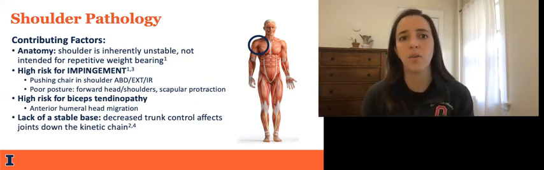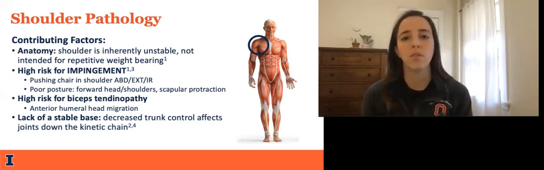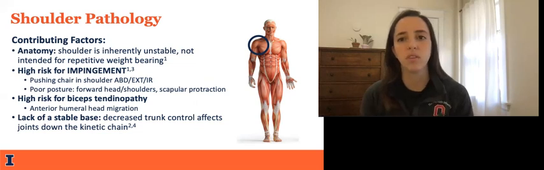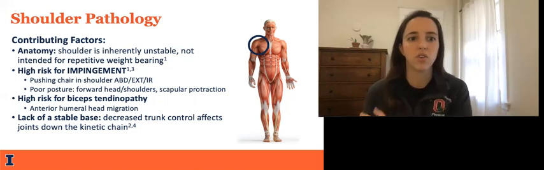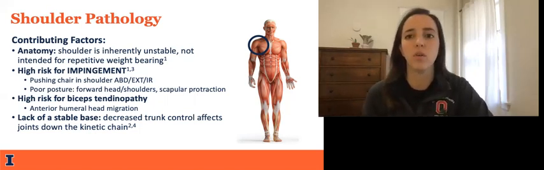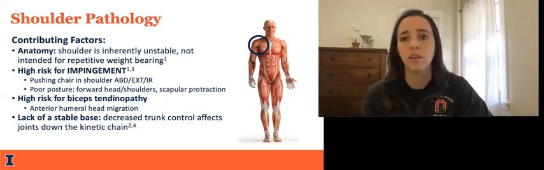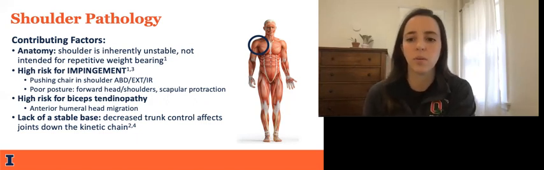You also have to think about with people in wheelchairs, a lot of times they're going to have a lack of a stable base. So their trunk support might not be the best, especially with people with spinal cord injuries. So that decreased trunk control is going to affect the joints down the chain. If you don't have a strong base, you're asking a lot of your shoulder. That lack of a stable base can also contribute to falls because you're not as steady or your balance might not be as good. So you can have an increased risk of a FOOSH injury or something like that.